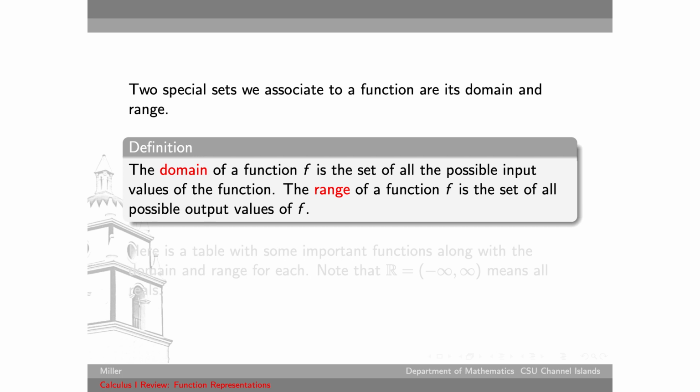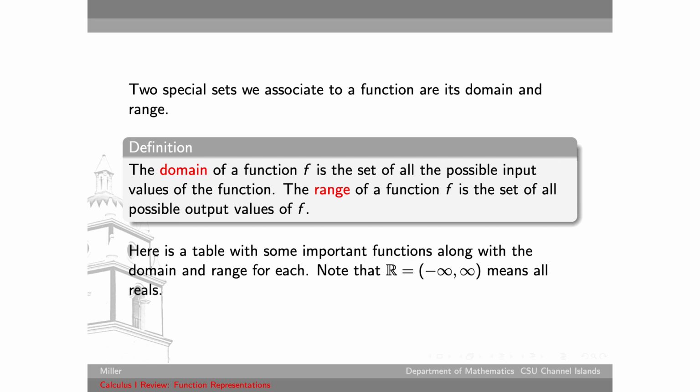Two special sets we associate to a function are its domain and range. The domain of a function f is the set of all possible input values of the function. The range of a function f is the set of all possible output values of f.